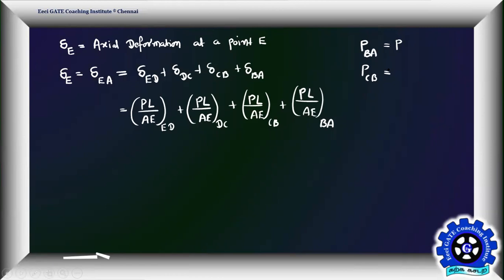What is the load in the portion CB? Tell me. 3P. Load in the portion DC? Load DC is 4P. ED, you should tell. ED means 6P or 4P? I think 4P. First one is 4P, and then 2 added, 4P, and then 3 subtracted, 3P, and then 2 subtracted.